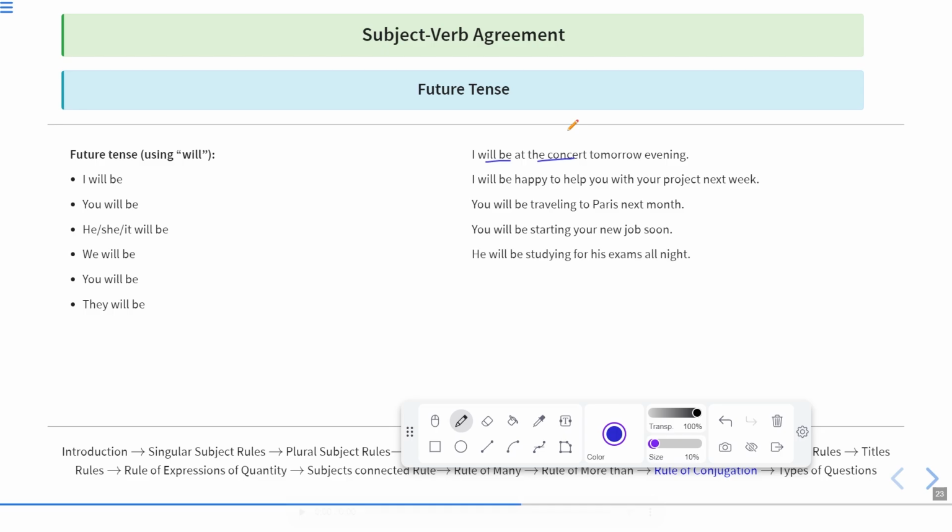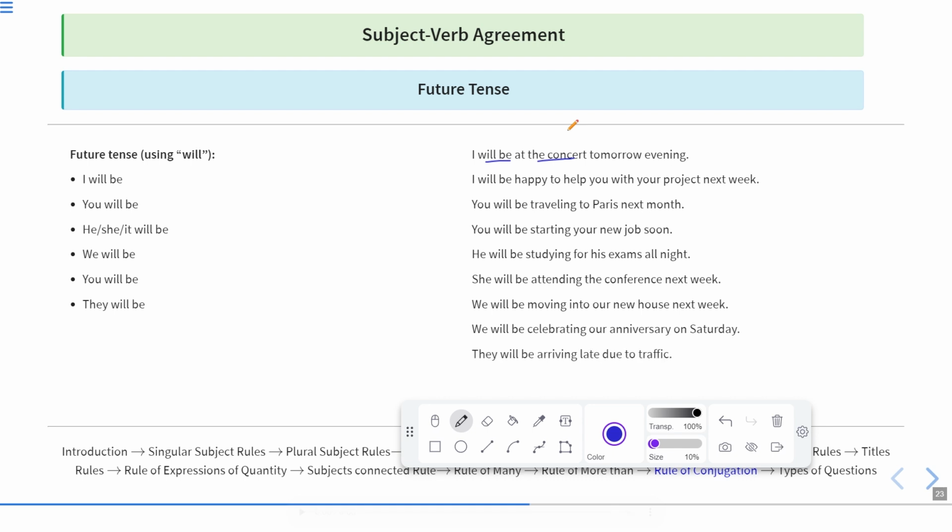He will be studying for his exams all night. She will be attending the conference next week. We will be moving into our new house next week. We will be celebrating our anniversary on Saturday. They will be arriving late due to traffic, and they will be starting their own business next year. Okay, so these are the sentences which we have made of future tense. I hope these sentences are clear to you all. Well, now we'll move to the next one.